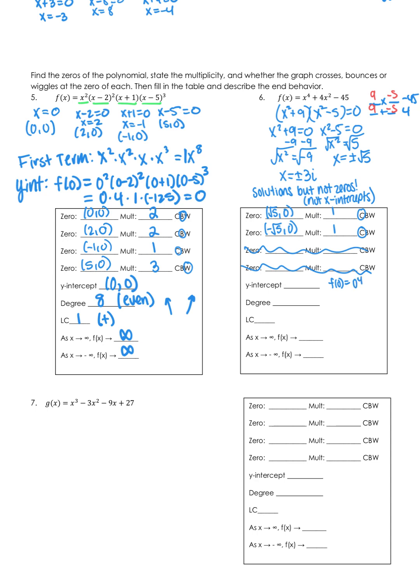So you should be doing 0 to the 4th plus 4 times 0 squared minus 45. Plug it into the original equation. So you should get negative 45. So that should be 0, negative 45. Because this will be 0 plus 0 minus 45.